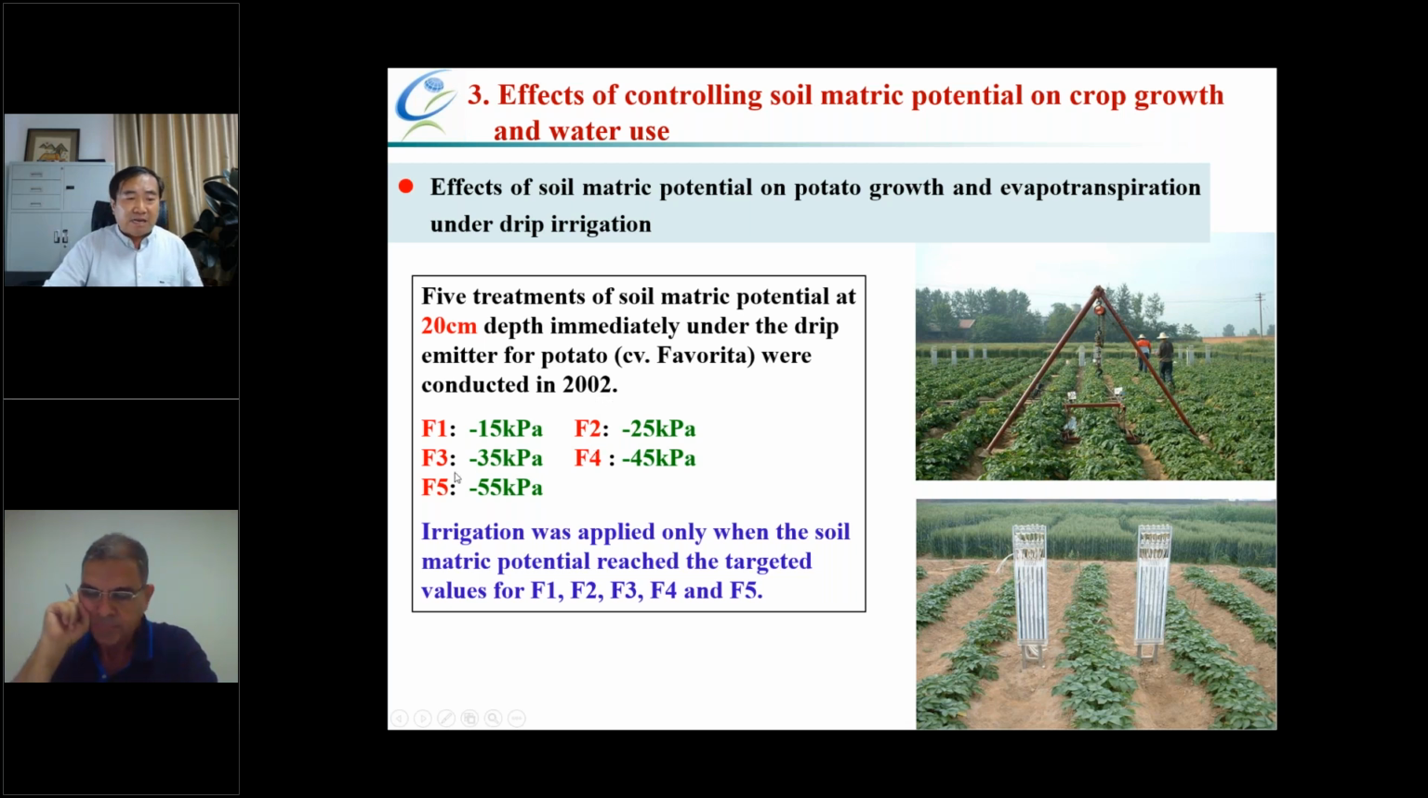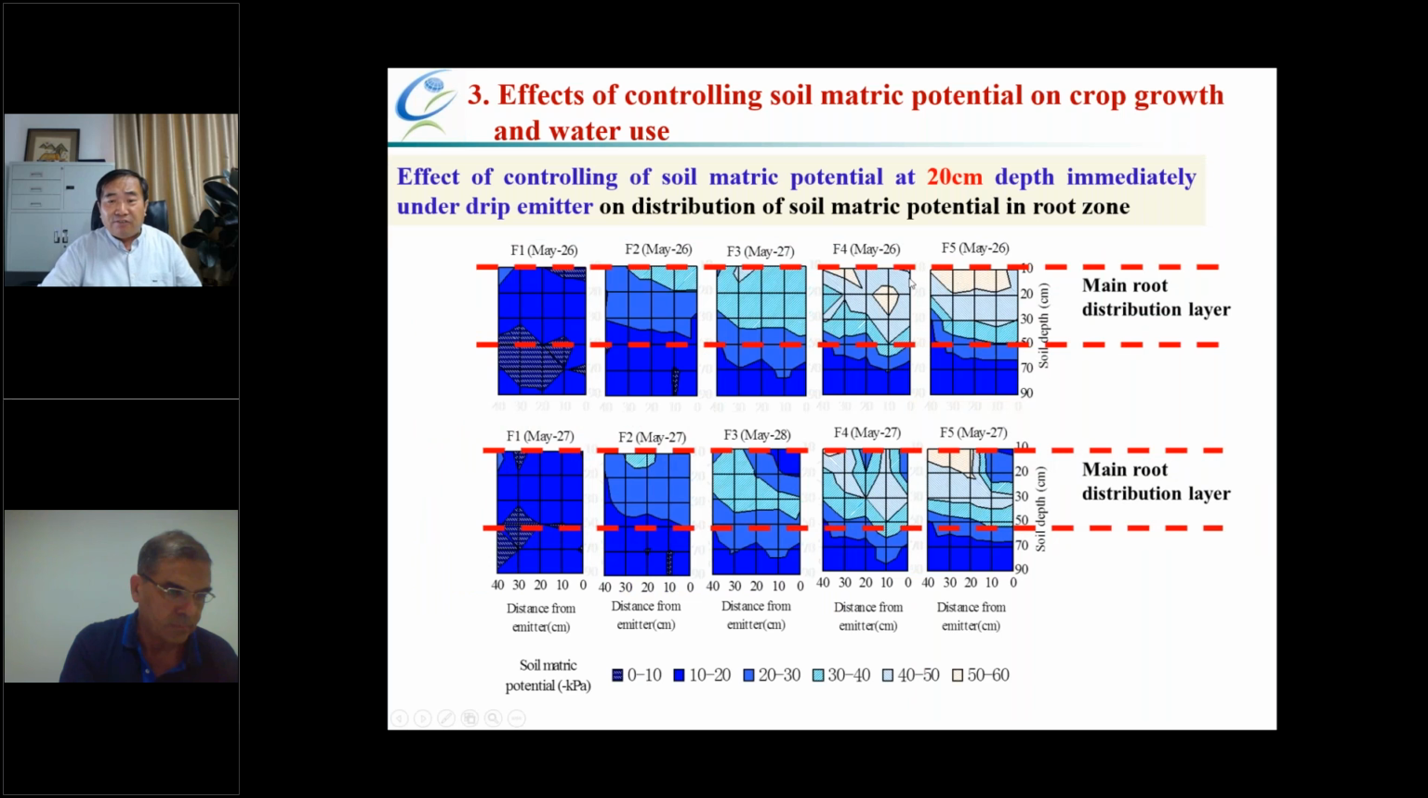For the 5 treatments, F1 is a soil moisture potential of minus 15 kilopascal, F2 is 25 kilopascal, F3 is 35 kilopascal, F4 is 45 kilopascal, and F5 is 55 kilopascal. Irrigation was applied only when the soil matrix potential reached the targeted values for F1, F2, F3, F4, and F5. From this figure, it can be seen that the soil matrix potential in root zones is controlled very well, as we control the soil matrix potential at 20 centimeter depth immediately under the drip emitter.